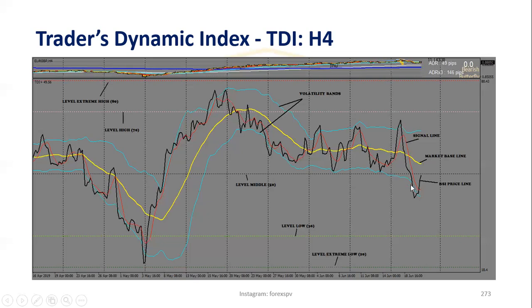We have the black line, which is the RSI price line. And usually it has a period of 21. We have the signal line, which is the red one. We have the volatility bands. So the blue lines, these are the volatility bands.